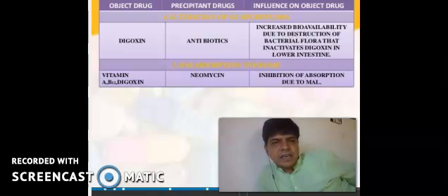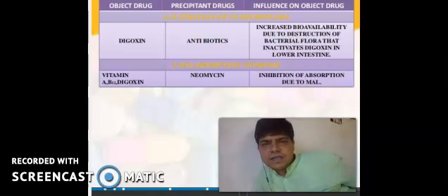Then alteration of GI microflora. In this, digoxin with antibiotics increases bioavailability due to destruction of the bacterial flora that inactivates digoxin in the lower intestine. Then vitamins like A, B12, and digoxin, with neomycin as the drug, inhibit absorption due to malabsorption. So all these are the factors that affect absorption.